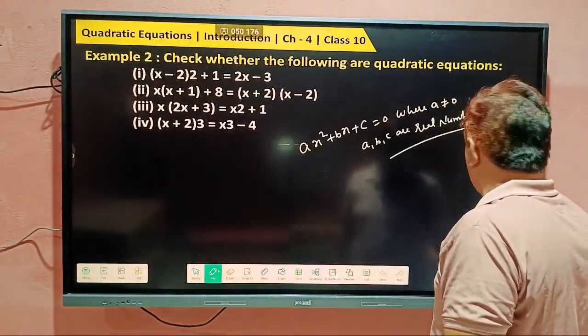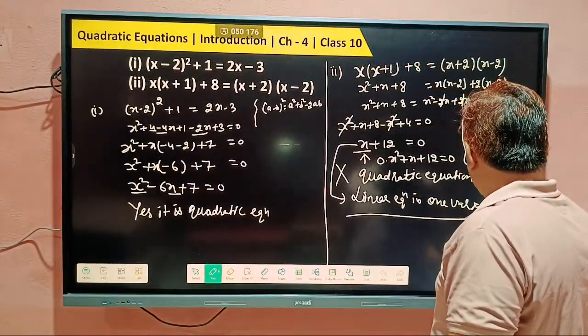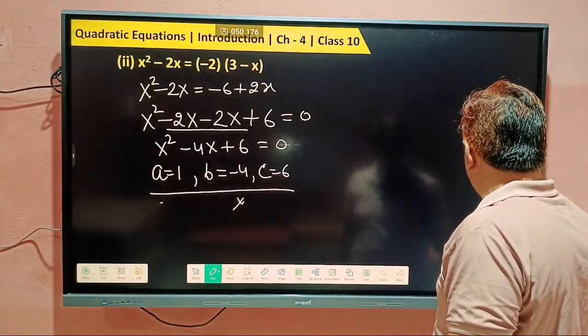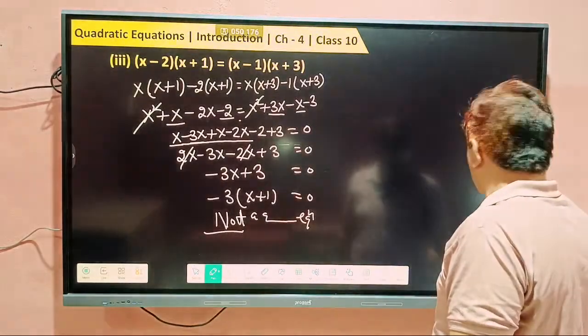So now the second question of this exercise, first and second part you can try. If facing a problem, then I can tell.